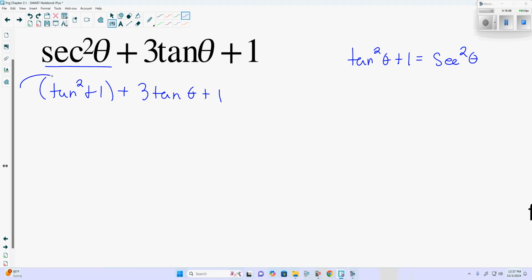But is there anything we're going to have to distribute through these parentheses to our tangent squared plus 1? Is there a number or something in front of secant that's having to be applied to it? No. So we don't necessarily need the parentheses. We can put them. It's not wrong to put them, but we're going to end up dropping them and they're going to go away. And what that's going to leave us with is tangent squared of theta plus 3 tangent of theta plus 2.